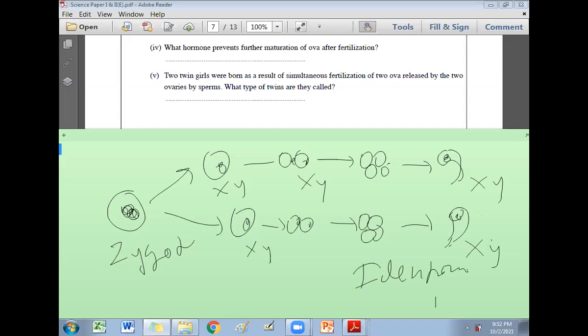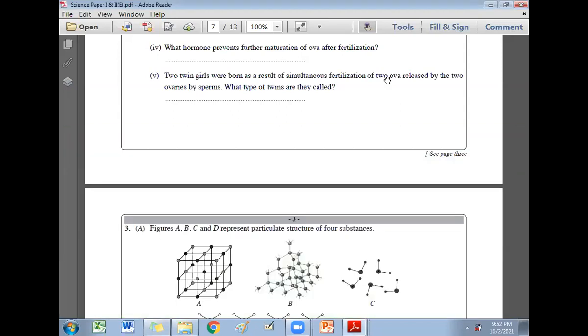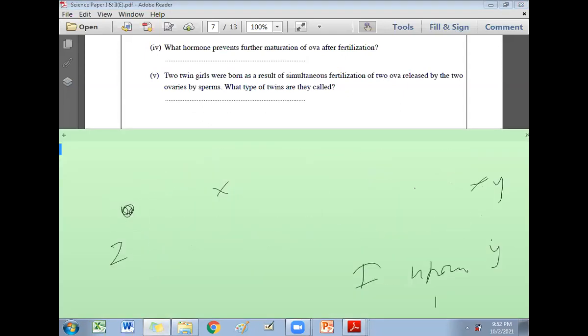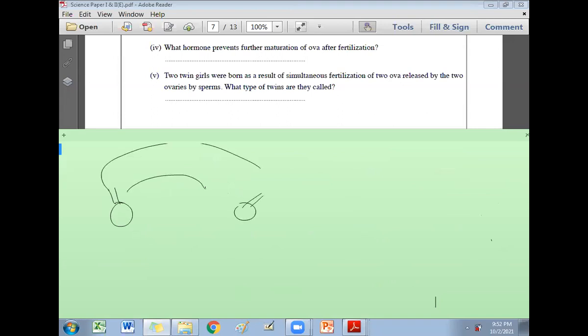But here what happened? Two ova fertilized by two sperms. Sometimes, due to an increase in the hormone level, in some females two eggs can be released, one from the left ovary and the other one from the right ovary. Then this egg also gets fertilized, and this egg also gets fertilized by two separate sperms.